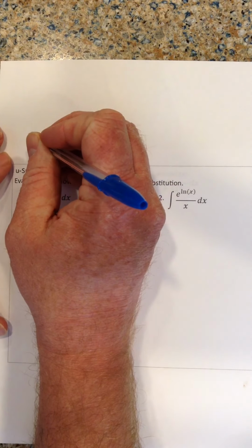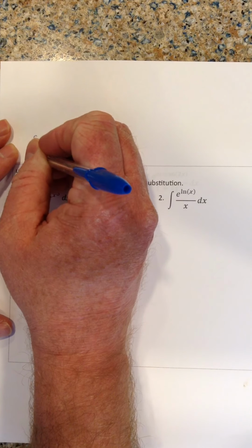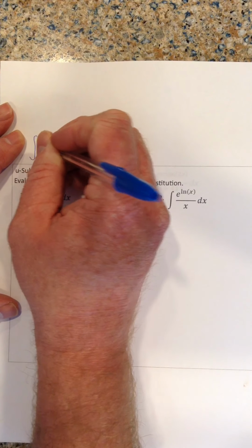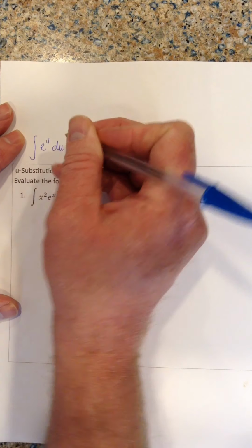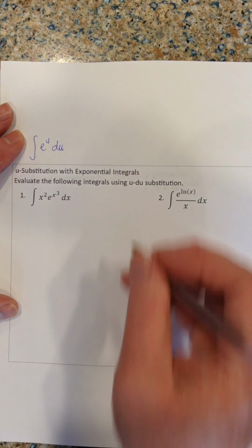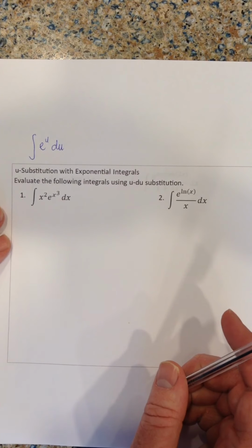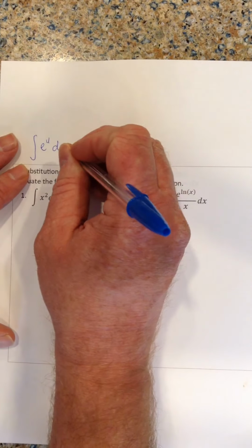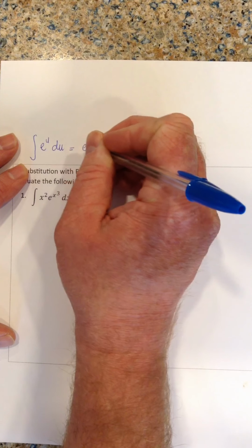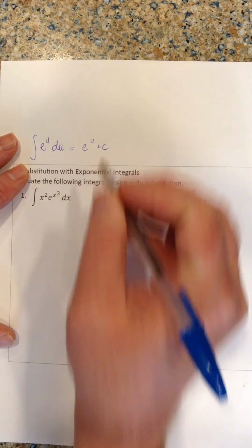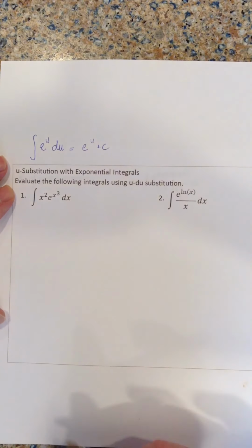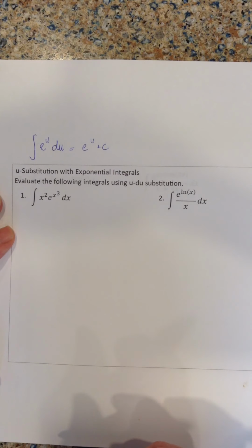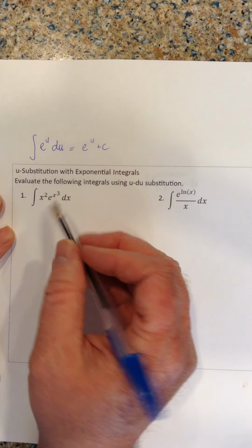Basically what I mean is that we want to take integrals of exponential functions that take the form e to the u du. Okay? And the integral of e to the u du is e to the u plus c, which makes sense because the derivative of e to the u is e to the u prime, really. Okay, so let's look at that.